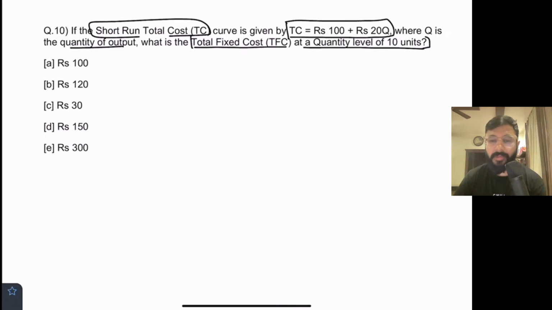टोटल कॉस्ट दिया हुआ है हमें 100 प्लस 20 Q, हमारा क्वांटिटी लेवल 10 पूछा है, तो हमारा टोटल कॉस्ट कितना होने वाला है? टोटल फिक्स्ड कॉस्ट, नॉट टोटल कॉस्ट.